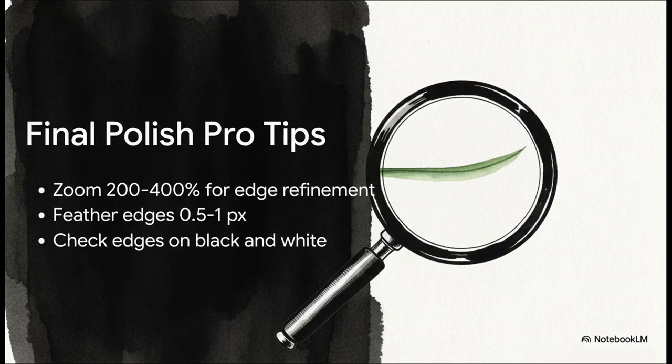Before you even think about exporting, you absolutely need to apply these final polish pro tips. Again, always zoom in 200 to 400% to really see those edges. Always ensure your edges have that tiny feather of 0.5 to 1 pixel so the cutout looks natural in its new environment. And here is an incredible insider secret. Always, always check your edges on both a solid black background and a solid white background. Checking it on pure black reveals stray light-colored pixels you missed. Checking it on pure white reveals stray dark shadows or fringing. If your cutout looks flawless on both of those extremes, it is guaranteed to pass any professional quality check.